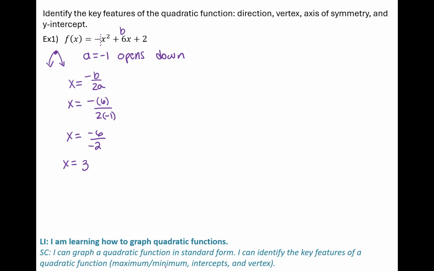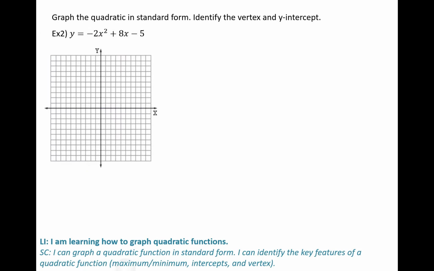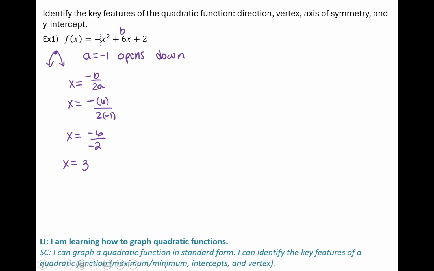I then take the x value, and I'm going to plug it back into my function. So I'm going to say f of 3 equals, and I'm going to plug in. So every x becomes a 3. Notice the negative was in front, so it stays in front. Then I have plus 6 times 3, and then plus 2.